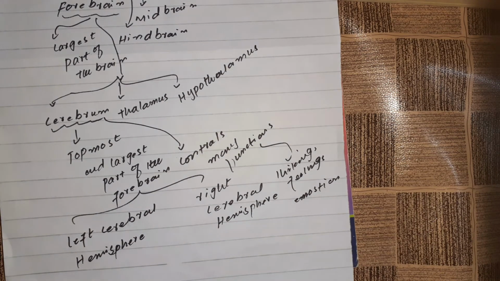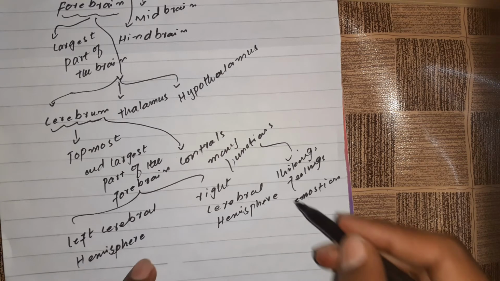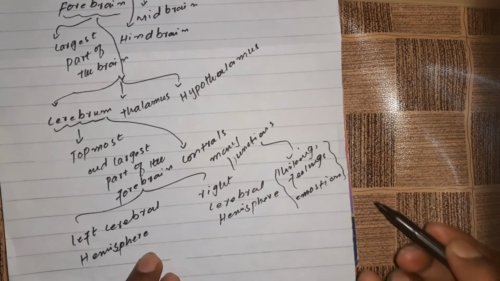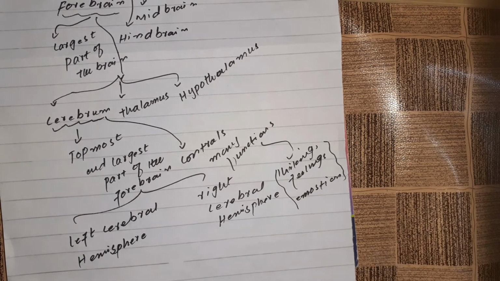Well, we have here seeing, hearing, perception, memory, speech, decision making. So all these actions are controlled by the cerebrum. Many more functions are controlled by the cerebrum. All these functions are controlled by the cerebrum. Now we will see the thalamus.